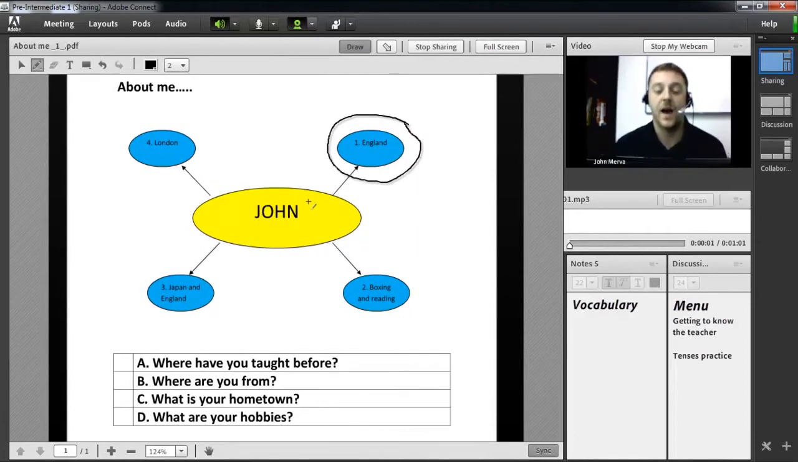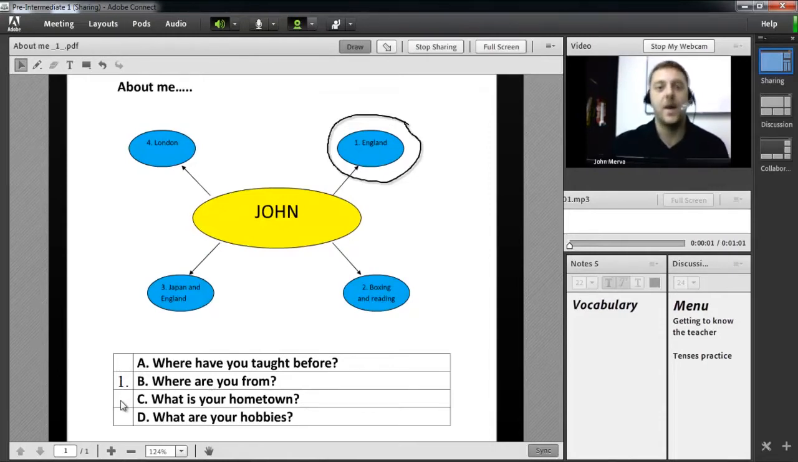Either A, where have you taught before? B, where are you from? C, what is your hometown? Or D, what are your hobbies? Obviously, the question that goes with the answer England is B, where are you from? So we can put 1 in the box next to the question B.